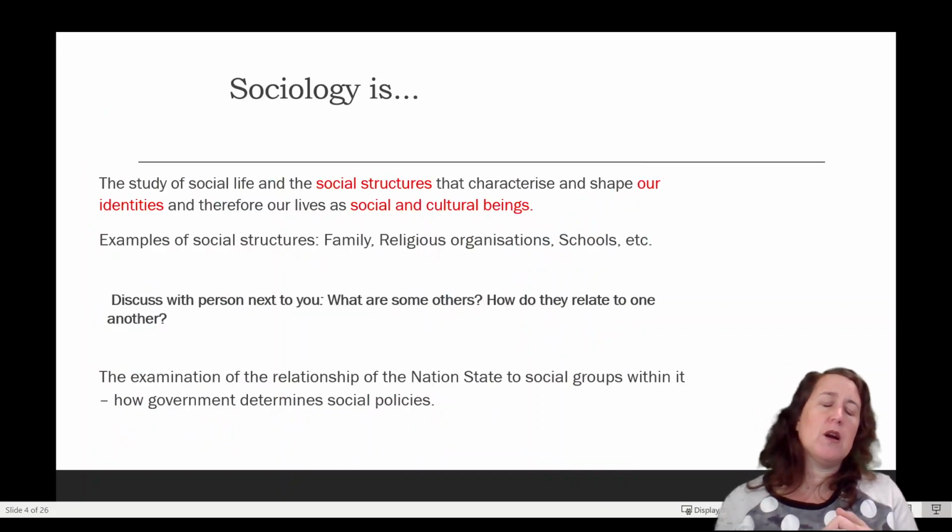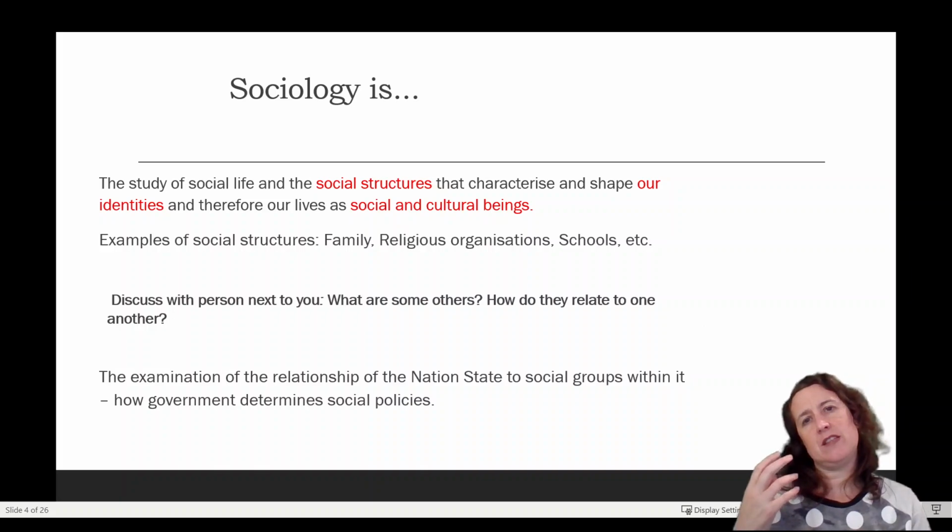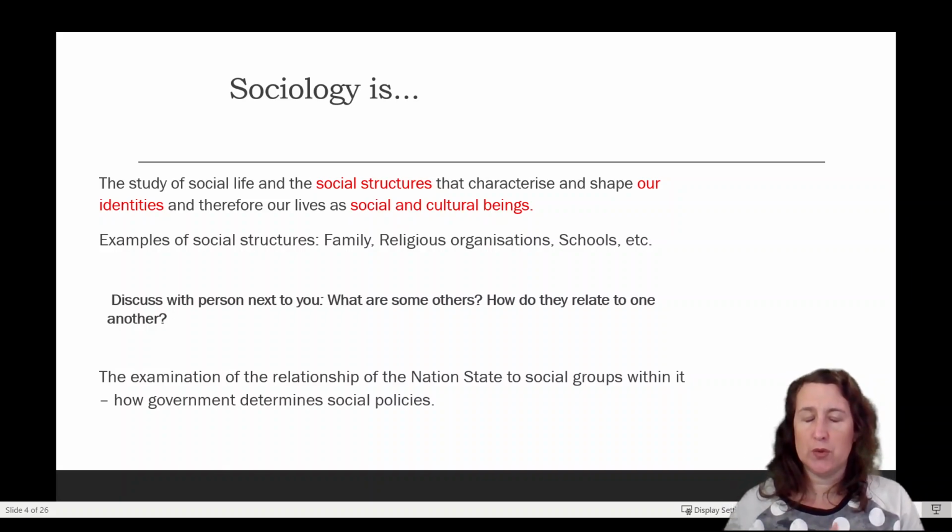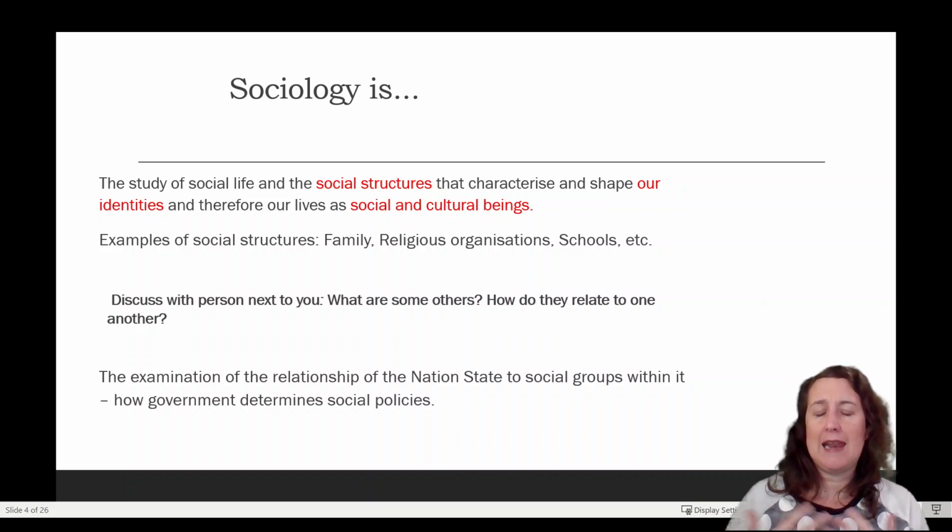So what I want you to consider is the use of sociology as a tool for unpacking these types of dimensions in the education system. It gives us a lens, if you like, of looking at educational achievement.